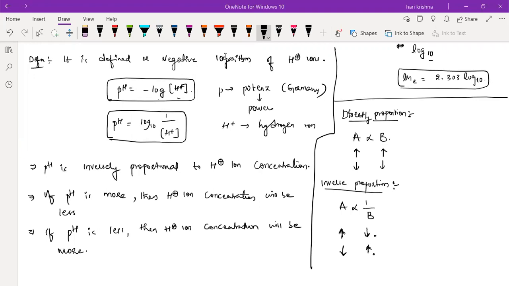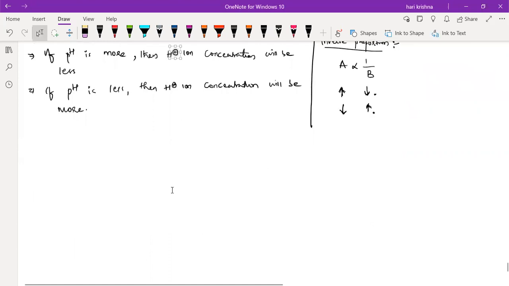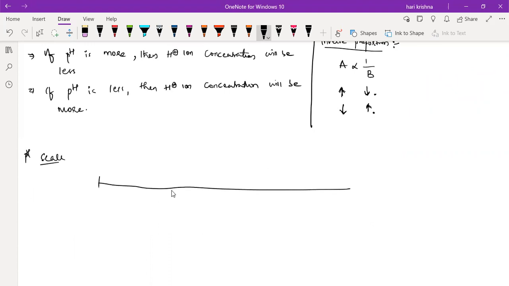Then how to check this pH? We should have some scale, right? Suppose if you want to measure the length of some object, we'll take the meter scale and measure how many centimeters it is. But how to check the strength of the acid or the base? For that also you have one scale that is called the pH scale. So the pH scale, how does it look? We don't have infinite numbers or 100 numbers. We have only 14 numbers. It will start from 0 and end with 14.